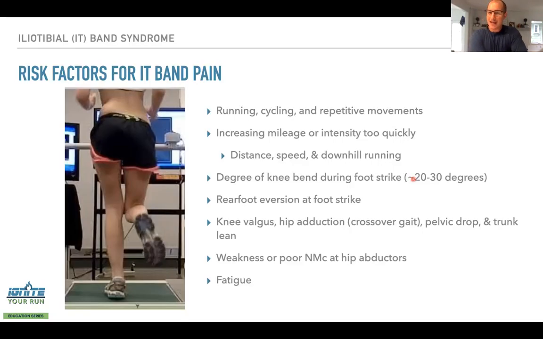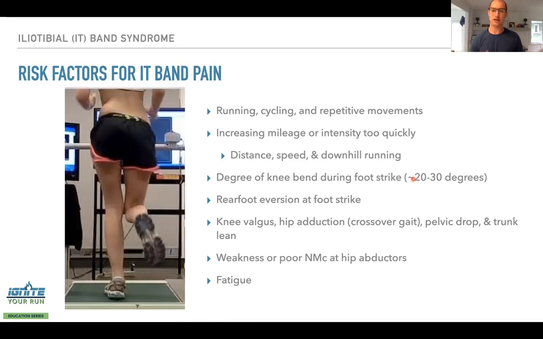Now, risk factors for IT band pain, right? So this is more predominant in runners, first and foremost, cyclists, and then any other people performing repetitive movements. Soccer players were listed up there pretty high, who commonly experience IT band syndrome. We need to first look at running, right? If we're talking about this as a running related injury.